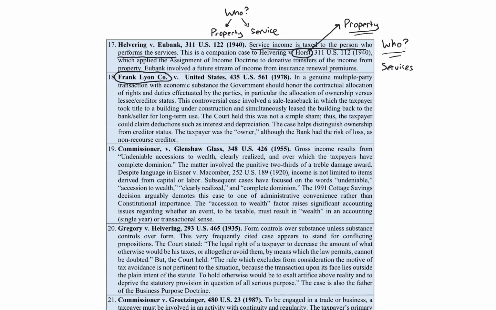So this involved a sale-leaseback. You all have heard about sale-leasebacks in accounting, right? They talk about those when you learn about leases. So this was a sale-leaseback in which the taxpayer took title to a building under construction and simultaneously leased the building back to the bank seller for long-term use. The court held this was not a simple sham. Thus, the taxpayer could claim deductions such as interest or depreciation.